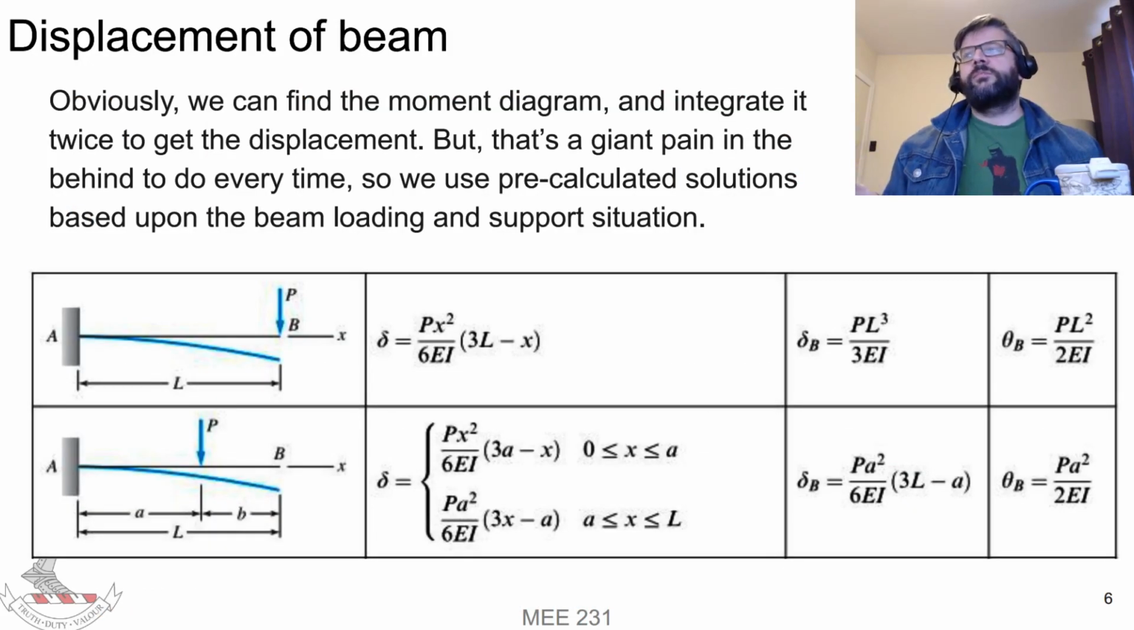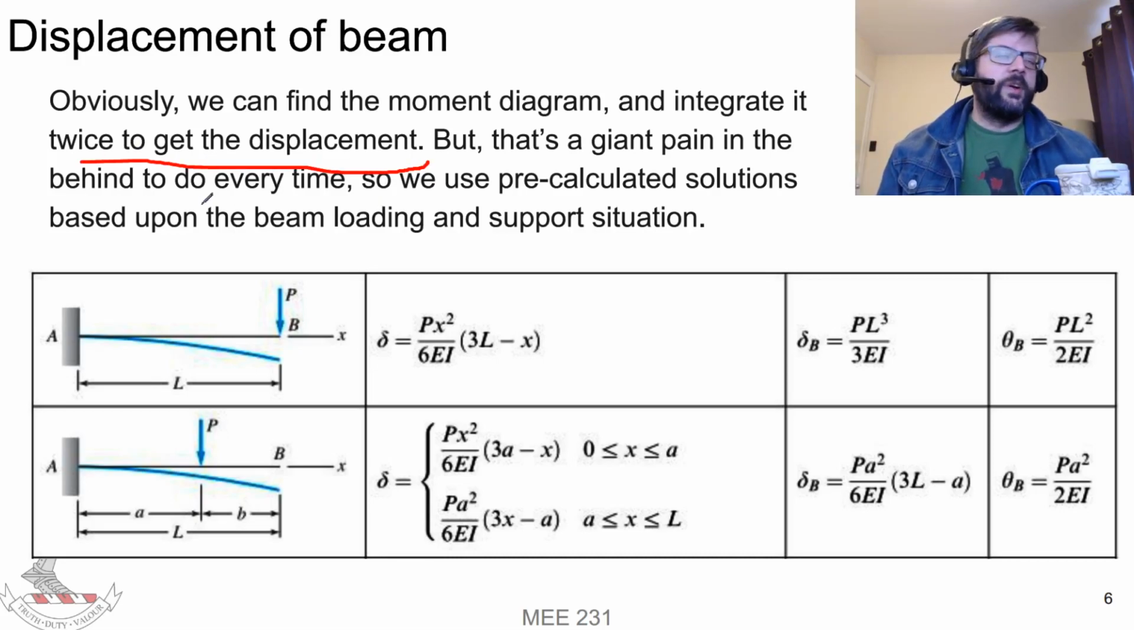Obviously, if we have our bending moment diagram, we can integrate it twice to get our displacement. That is, of course, a giant pain, and we're not going to want to do so every time, especially considering you're far more likely to have little errors build up over time when you do so.